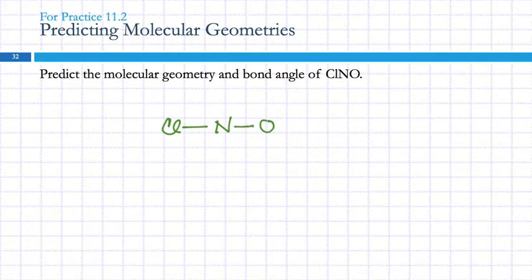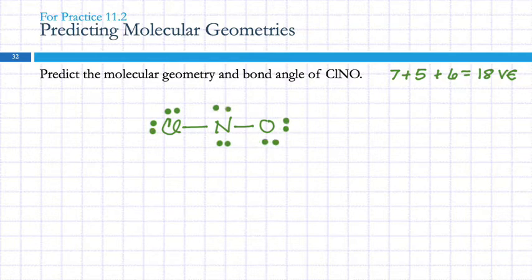You have to have bonds in there. We have to count up the valence electrons. So chlorine has 7. Nitrogen has 5. That's 12. Plus 6 for oxygen is 18 valence electrons. So I've got 2, 4, 6, 8, 10, 12, 14, 16, 18.